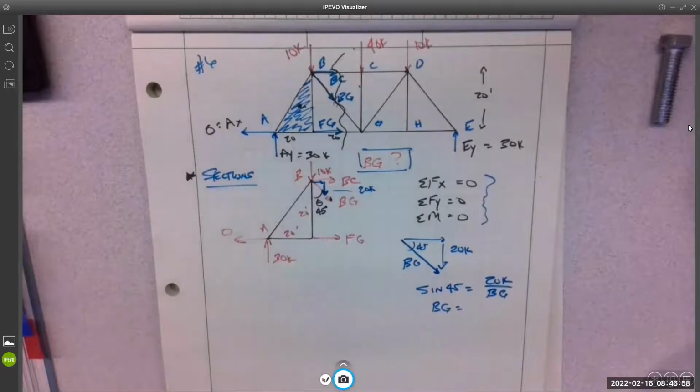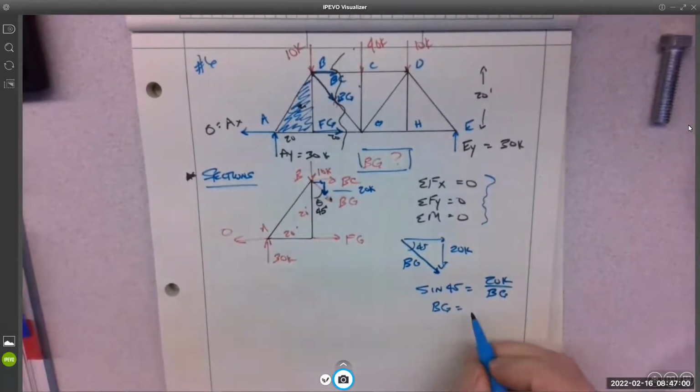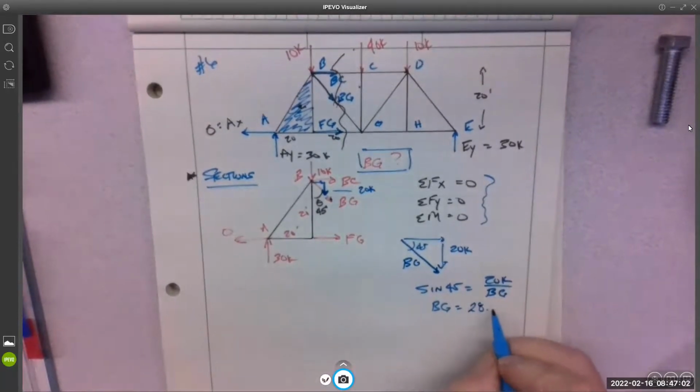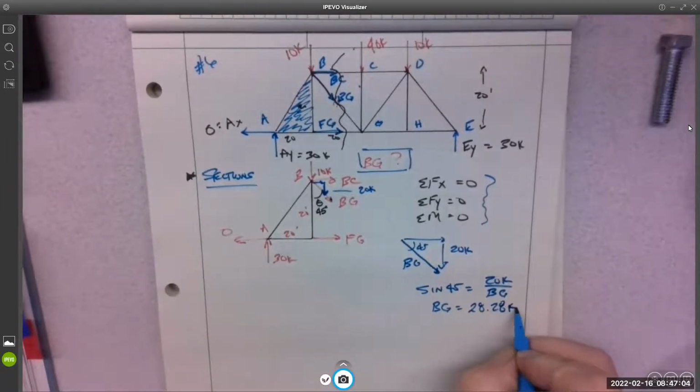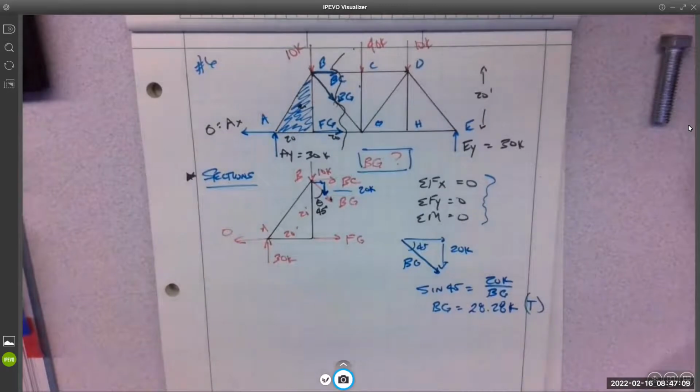28. Anyone else get that? And it's in tension. Boom. If all they wanted was BG, then the problem is solved. A lot of times they're going to ask you for 3.